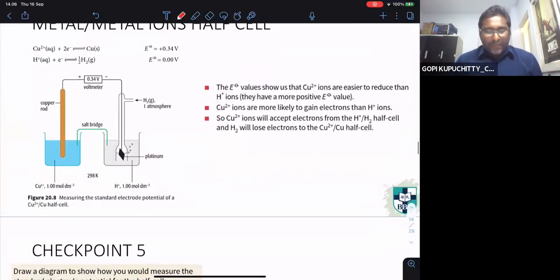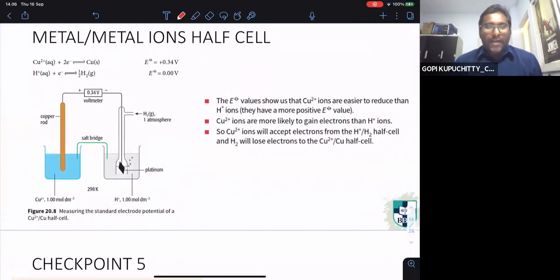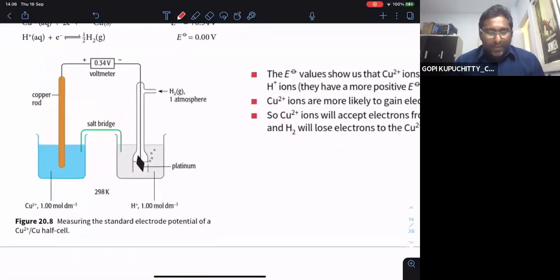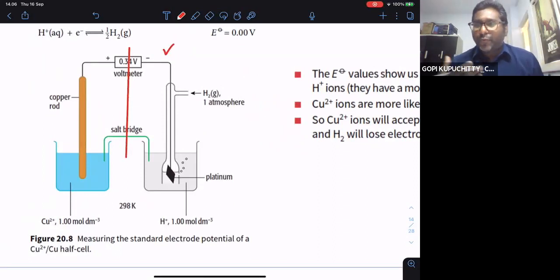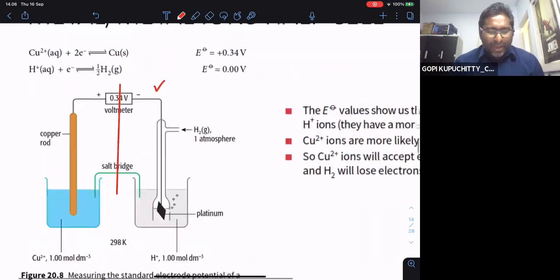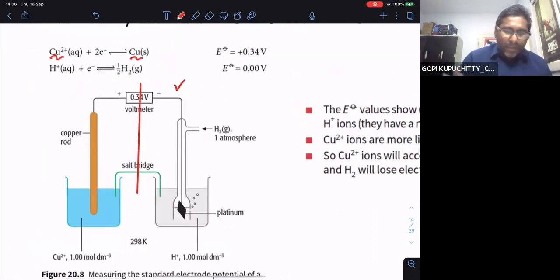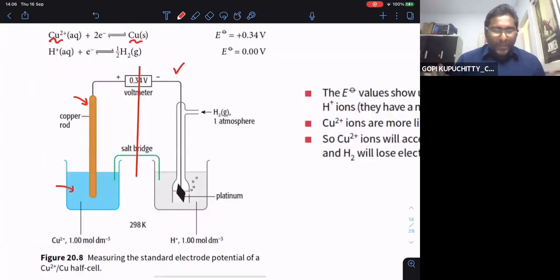You see here, if I have, for example, a metal and metal ion half cell, what I need to do: the first half over here, we already learned. This one is always hydrogen. You need to know how to measure and how to draw. And then the remaining half is going to be copper and copper ions, right? The copper, the metal, will become the electrode, and then the copper ion, you put it over here, quite simple. But you need to make sure that they are at 1 mole per dm cube, 298 Kelvin. And then you put the salt bridge. This one you no need to worry.